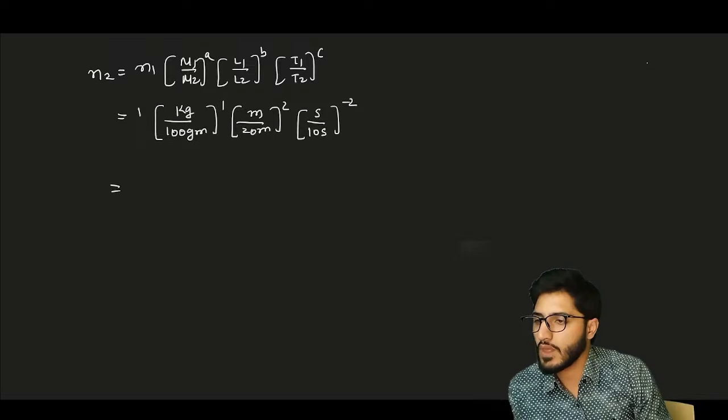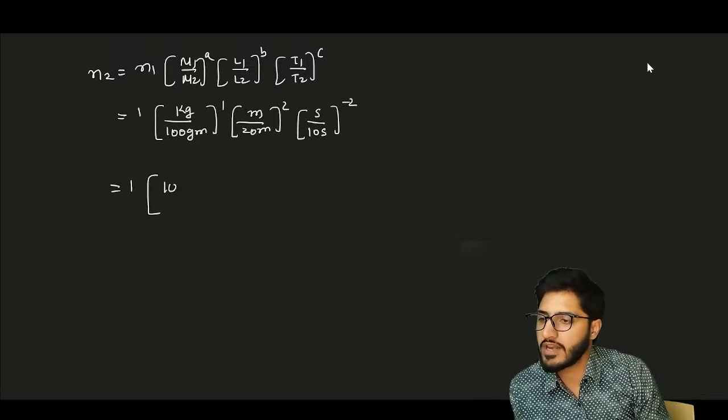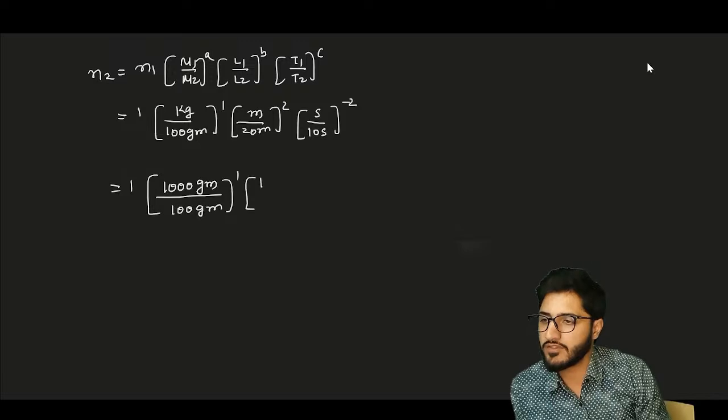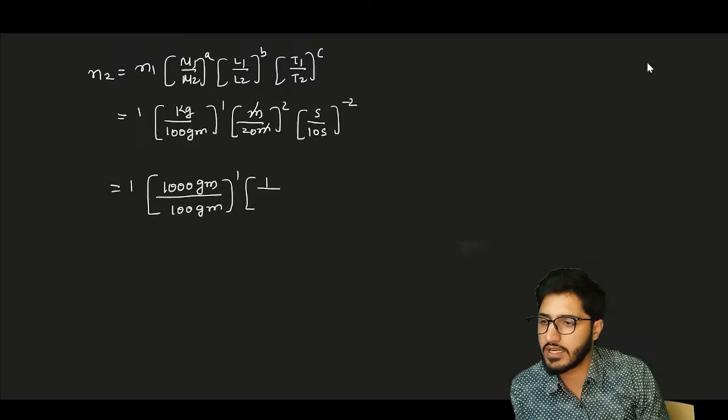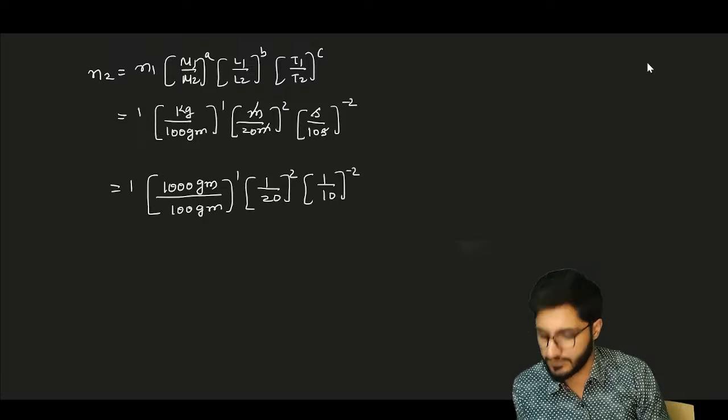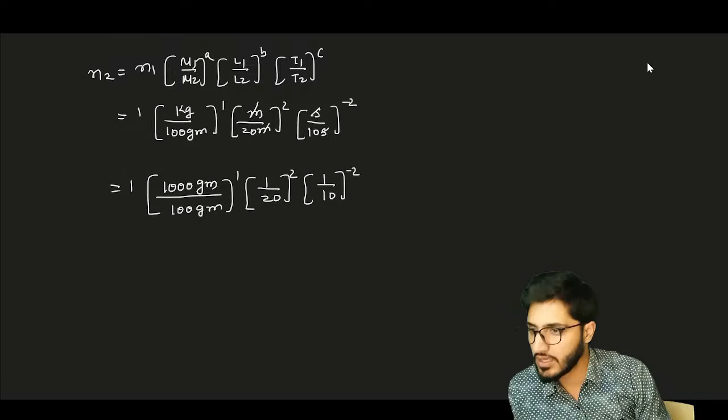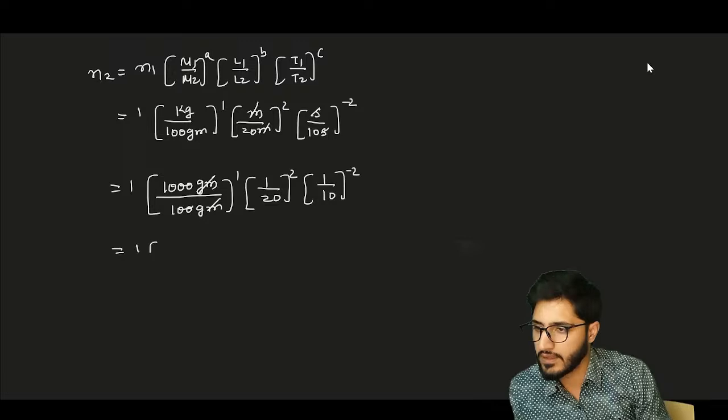Now, in 1 kilogram, we are having 1000 gram. 1000 gram divided by 100 gram, power 1. Meter, we are having, okay, it is meter now. This meter gets cancelled out. So we are having 1 divided by 20 power 2. Second gets cancelled out. So we are having 1 divided by 10 power minus 2. Now look then, 20 cancels out.